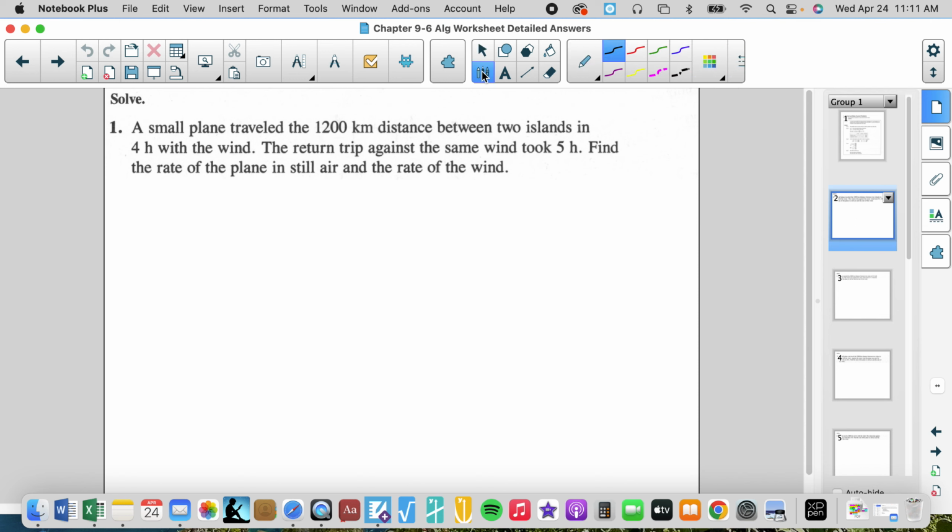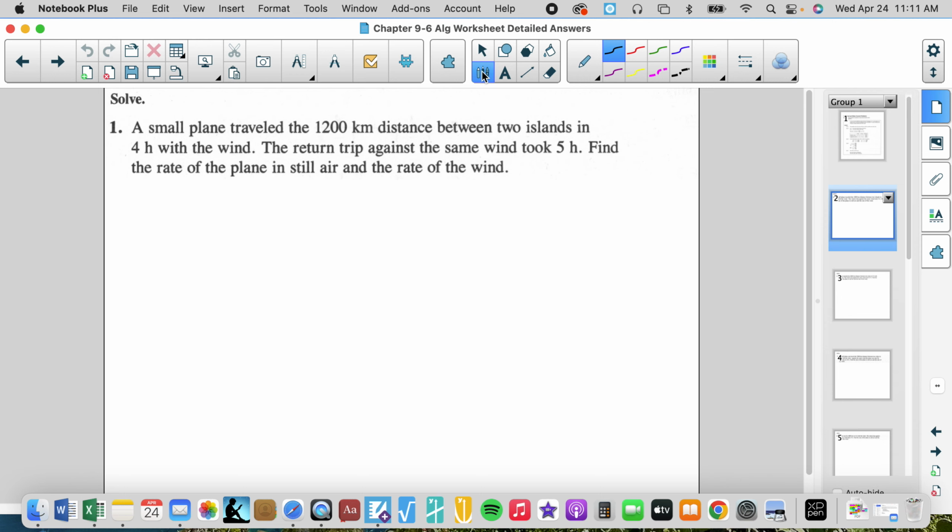So let's draw. I like drawing. We've got a small plane that traveled the 1,200 kilometer distance between two islands in 4 hours with the wind. The return trip against the same wind took 5 hours. Find the rate of the plane.